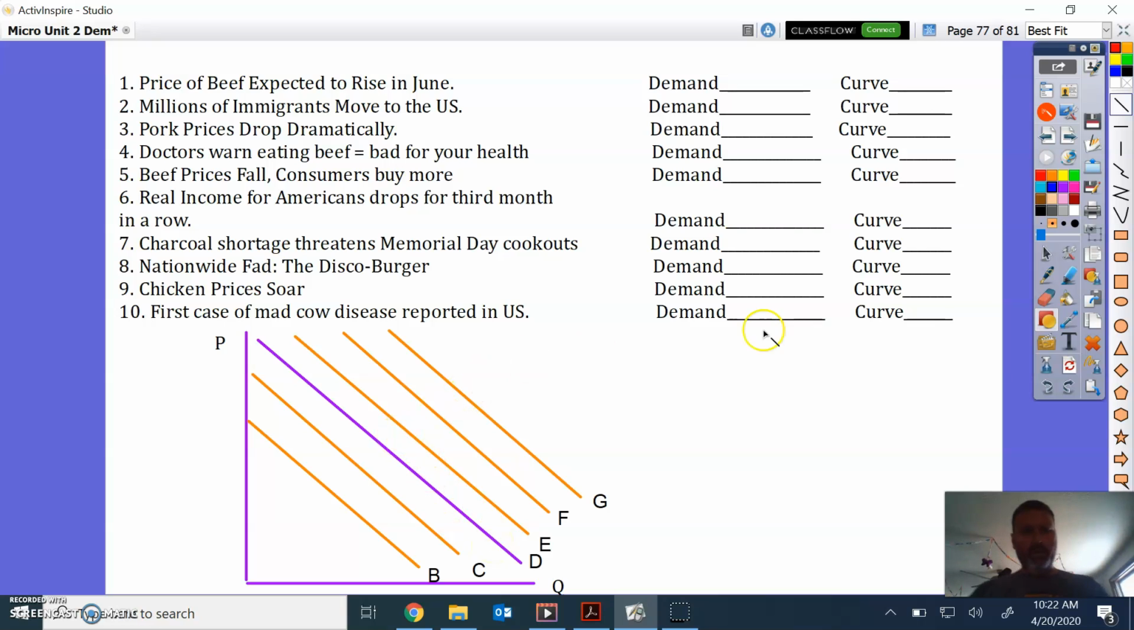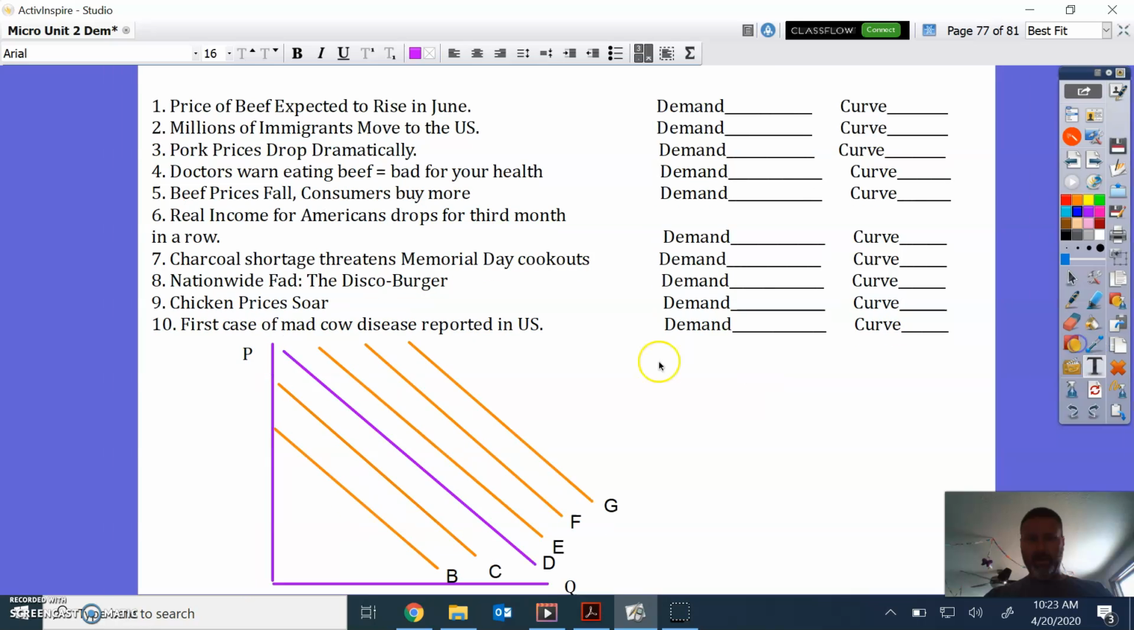Okay? This is... I forgot to write this down. Okay? The title of this graph is Demand for Beef in May. Okay? So that's the title of this graph. Okay? So here's a newspaper headline. Price of beef expected to rise in June. Okay? So we're at D. If the price of beef is expected to rise in June, it's a change in expectations, people are going to buy beef now.